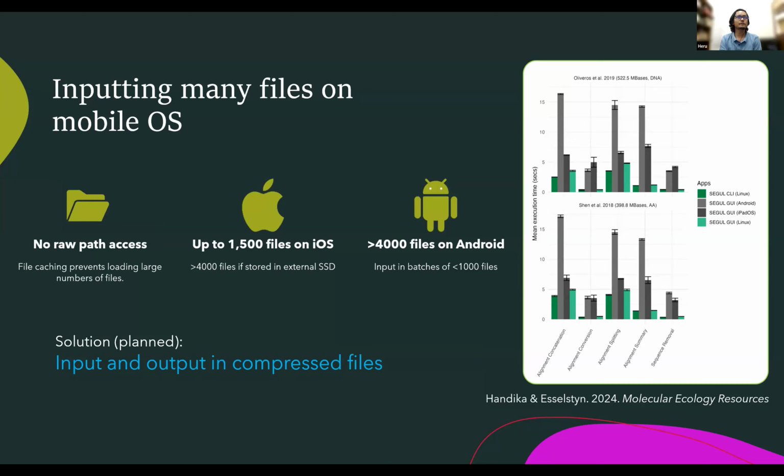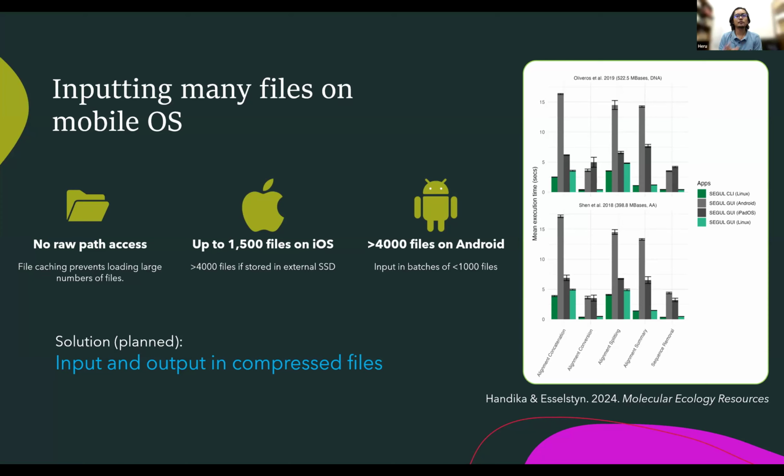We also have some problems with mobile operating systems, because in mobile operating systems, you're not allowed to access files directly. So you need to move the file somewhere so that the program can access it. It created a problem for us when inputting a large number of alignments. We have a workaround. Once it's inputted, it works fast, as you can see in the graph there.